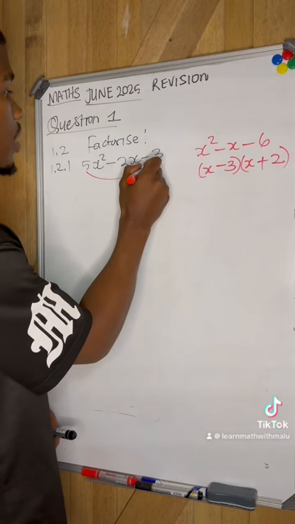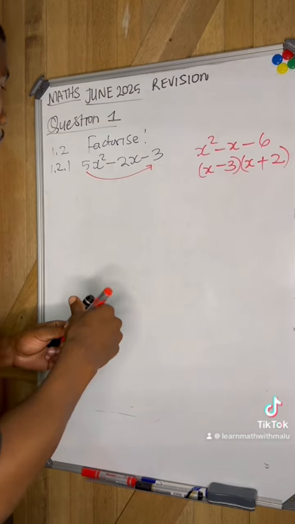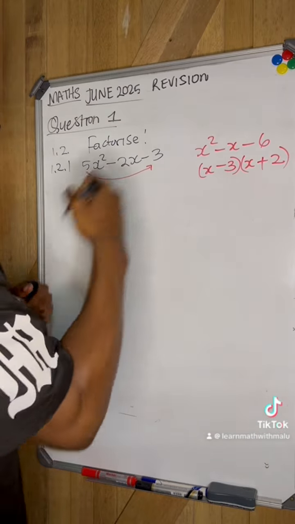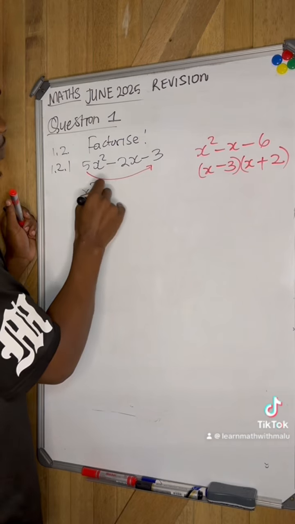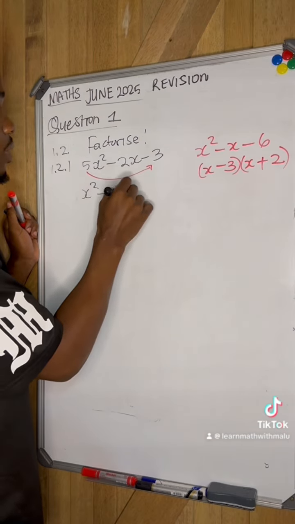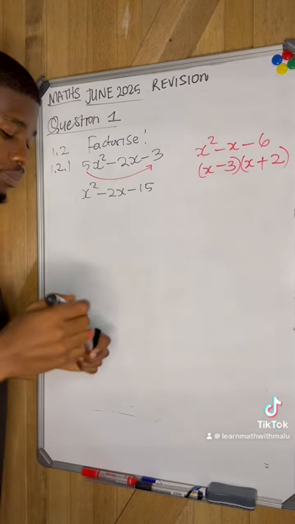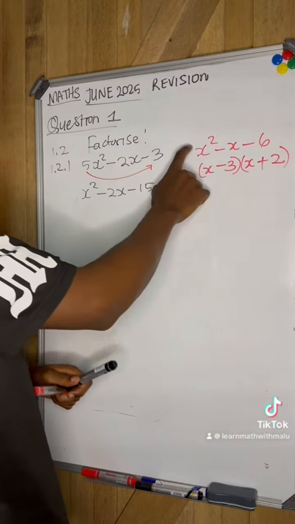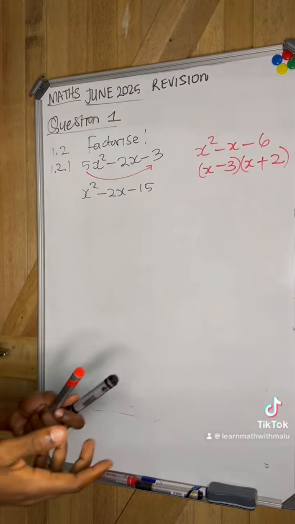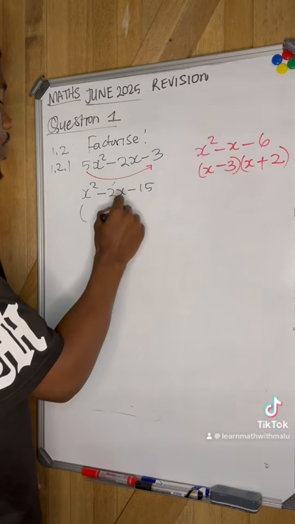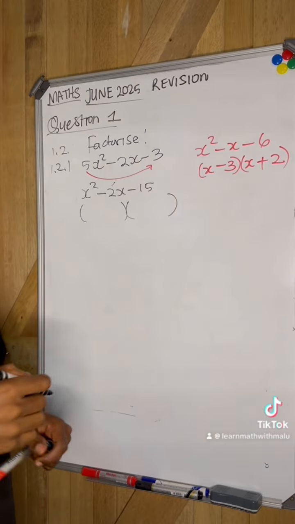Take the 5 and multiply it on the last term. So what are we left with? We're going to have x squared minus 2x minus 15. So now that it's in this form, I can do what I want. I can look for factors now, since I have it in the simplest form.